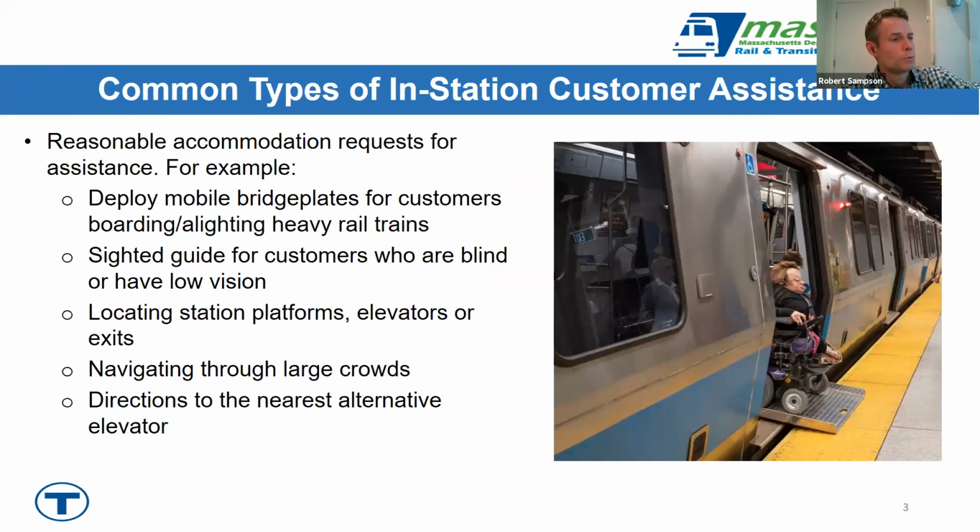As some of you may know through personal experience, in-station staff are available to help customers with general types of assistance, like providing schedule information and travel directions, in addition to reasonable accommodations with things such as, again, deployment of mobile bridge plates for customers on heavy rail trains, a sighted guide for customers who are blind or have low vision, help locating station platforms, elevators, or exits, help navigating through large crowds, or directions to the nearest alternative elevator.